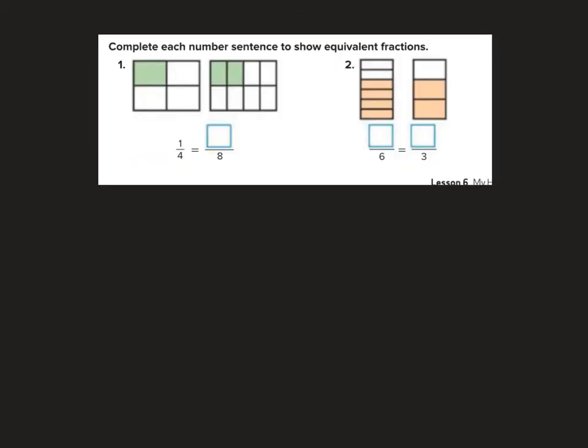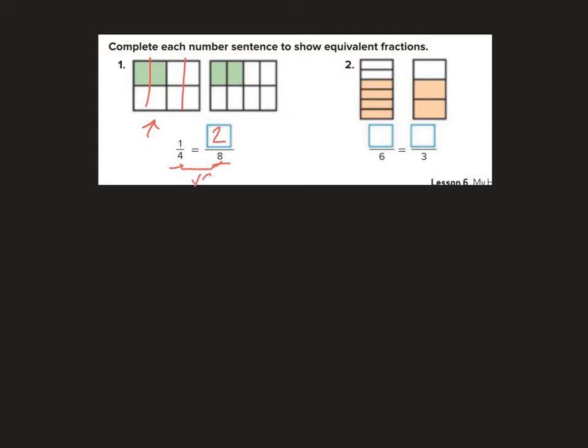All right, complete each number sentence to show equivalent fractions. So here I have 1/4. Now if I cut those fourths in half, now I have 8 total pieces. And I'm noticing that 1/4 is equivalent to 2/8. And now this must be the homework. Sorry, guys. This is the homework. The last one wasn't. But anyways, if you notice too, I went from 4 to 8. What did I do there?